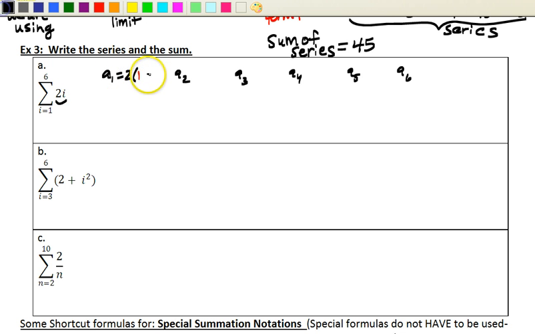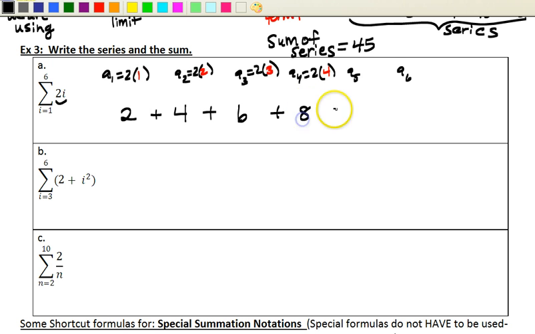So this one's actually pretty similar to what we just did. So 2 times my i, 2 times my term number, 2 times my term number. And for some of these you can kind of see a pattern forming, but I'll keep going the official way just so you kind of get the hang of it. So term 5 is 10, term 6, 2 times 6 is 12. So that is considered the series.